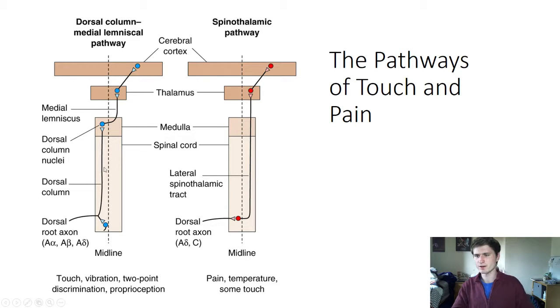That signal gets transmitted up the dorsal column on the same side of your spinal cord, up until the dorsal column nuclei. And at the dorsal column nuclei, it switches over the midline to the other side in the medulla, at the medial lemniscus. At the thalamus, it then transmits from the thalamus to the cerebral cortex, specifically the somatosensory cortex, and probably a few other areas along the way.